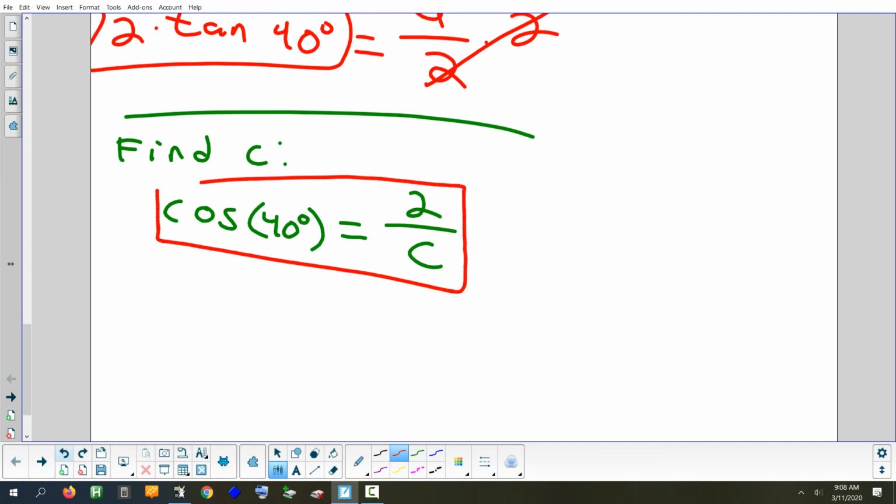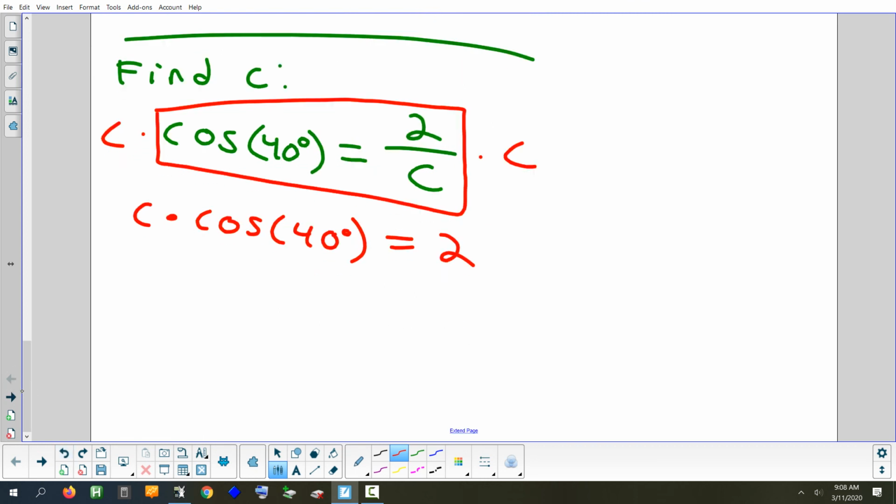Keep in mind, though, this is what you had originally, because I'm going to come back to that in a second, and you'll see something. So now the c's are gone, and you have c times the cosine of 40, which is some decimal, I don't care what it is right now, equals 2.